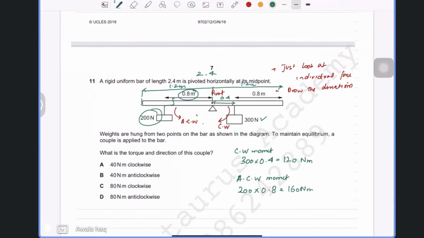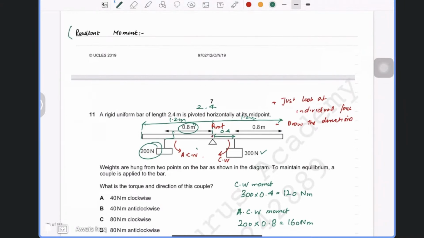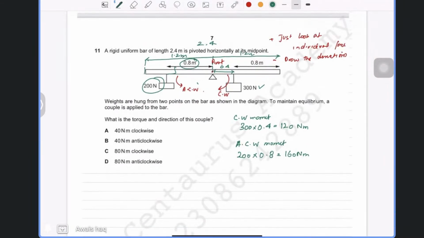160, right? So the resultant moment in this one is going to be 160 minus 120. So the result will be 40 Newton meter. And because the anti-clockwise was bigger, so we're going to write anti-clockwise. So the answer would be B. You guys get it? All right. Cool.